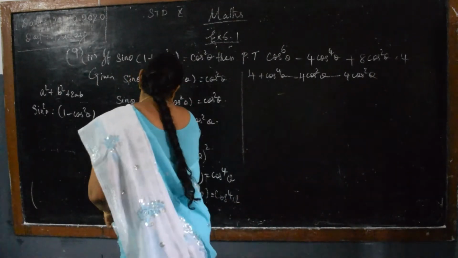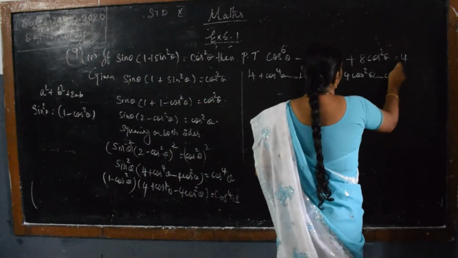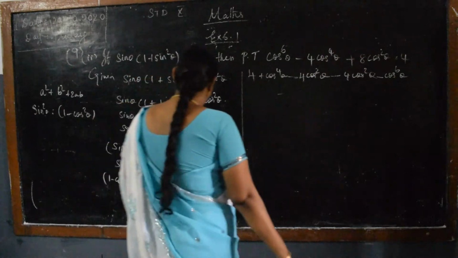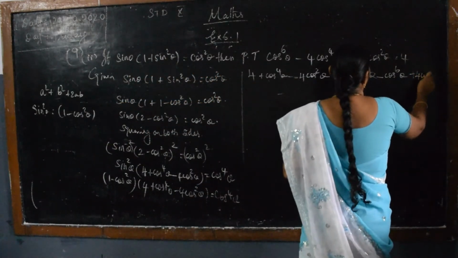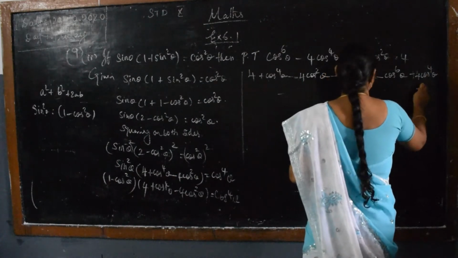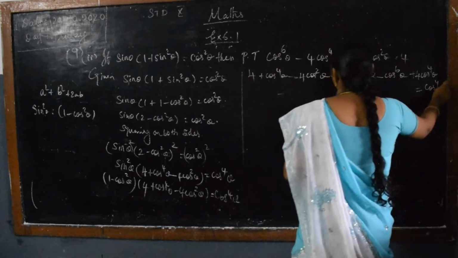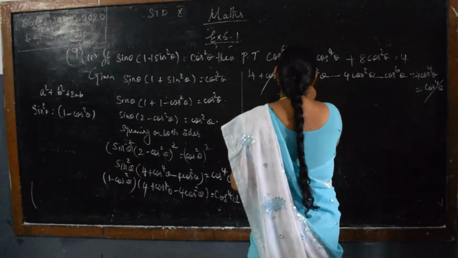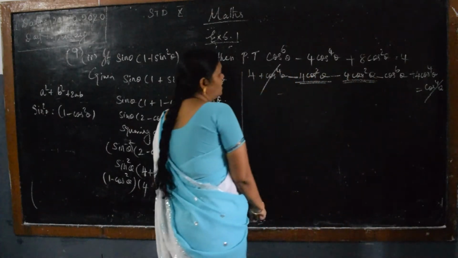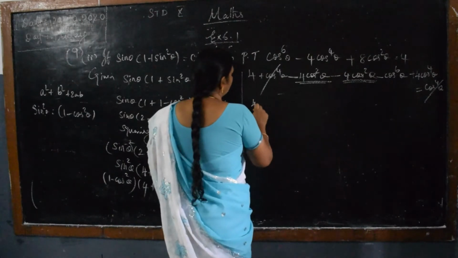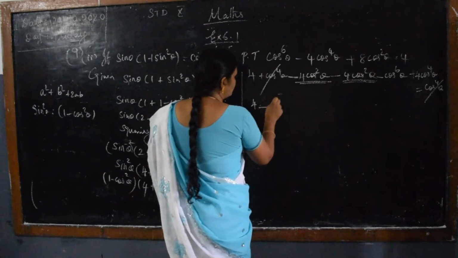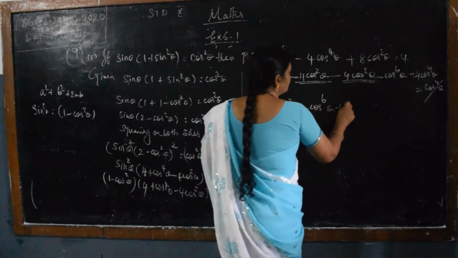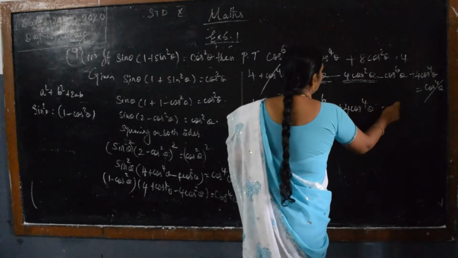Minus cos square theta into cos power 4 gives minus cos power 6 theta, and minus into minus is plus, cos square theta into 4 cos square theta plus 4 cos power 4 theta. Understand? Cos power 4 theta and cos power 4 theta get cancelled. And here also minus 4 cos square, here also minus 4 cos square. Now we combine that: minus 4 minus 4 is minus 8. Minus 8 cos square theta minus cos power 6 theta plus 4 cos power 4 theta is equal to 0.